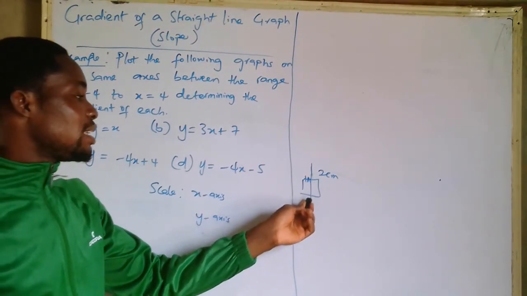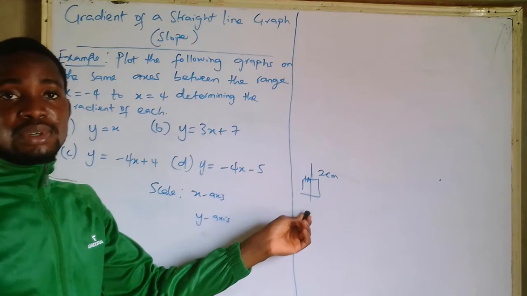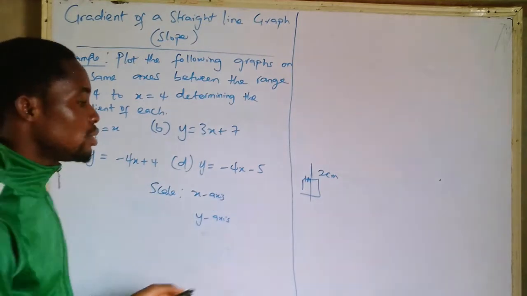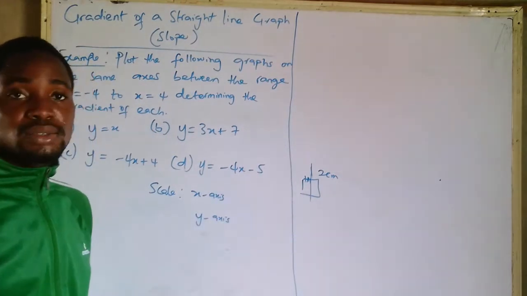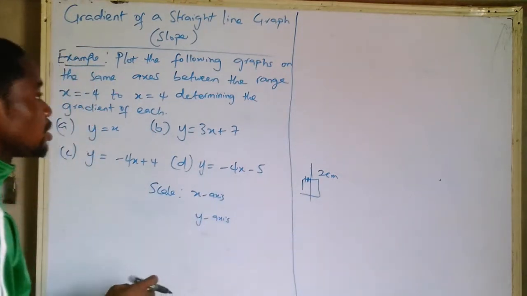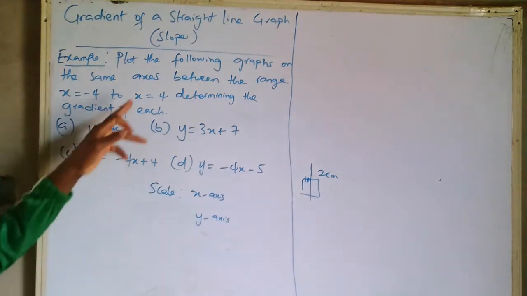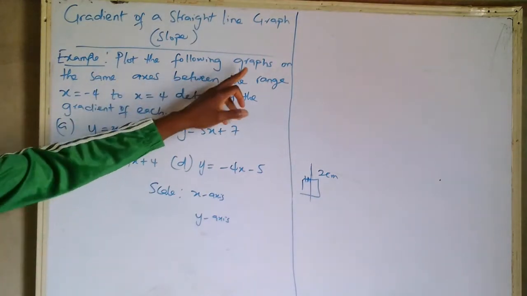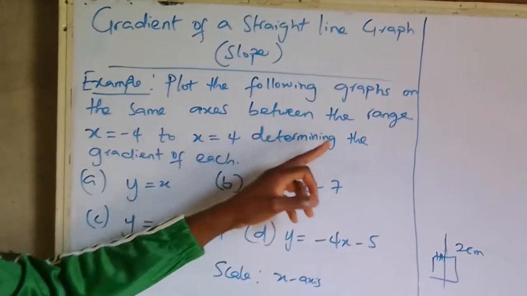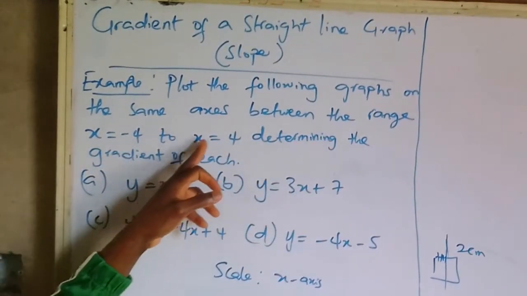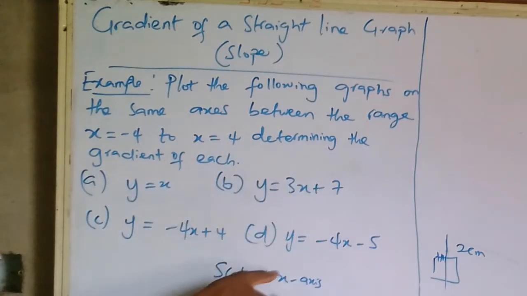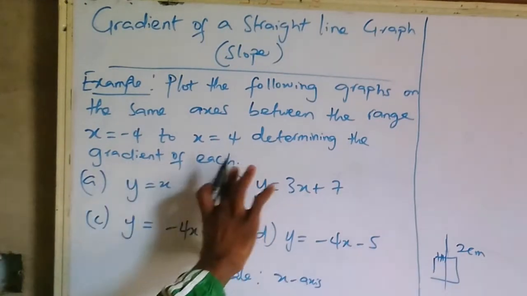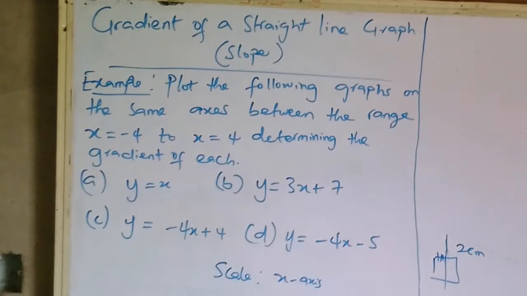Now, how will I know the reading I'm going to use in a particular graph question? It depends on the values of your x, and it depends on the values of your y also. Now, let's see what we're going to do in this case. For this question, we're given: plot the following graphs on the same axis between the range x equals -4 to x equals 4, determining the gradient of each. So I want to find the gradient of each of these functions. How will I look for it? Now, solution.